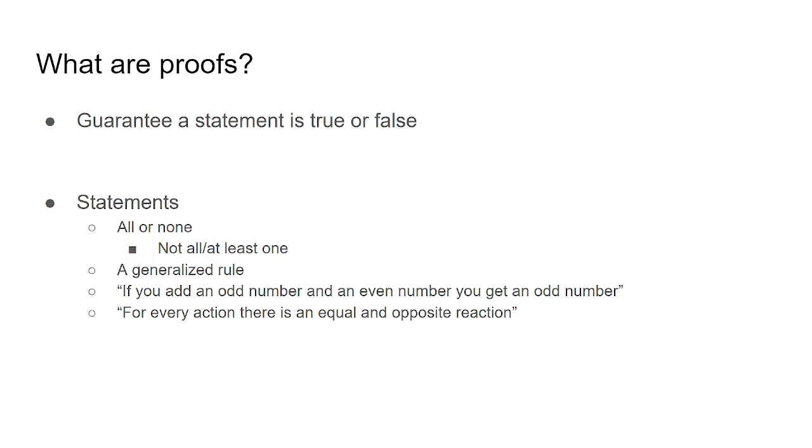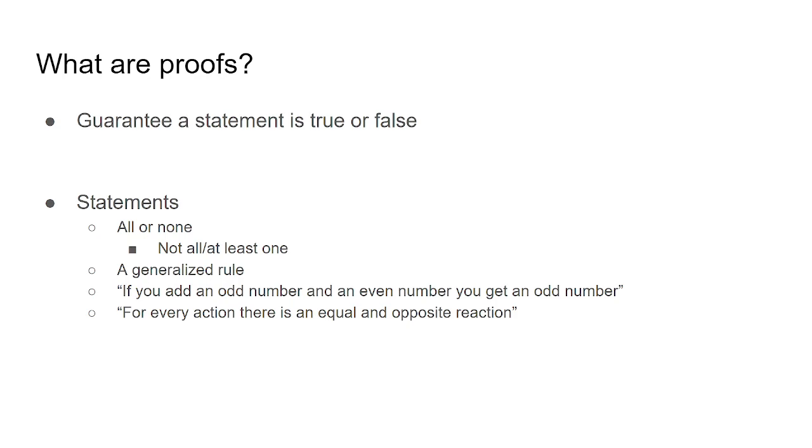And by statement, I mean something where you have some kind of condition, and anything that matches the condition follows some pattern or rule, or something else matches some other condition. So as an example, if you have an odd number and an even number and add them together, you get an odd number. That would be a statement, and then if we prove it to be true, then we know that's guaranteed. So we're saying for every single possible combination of an odd number and an even number, when you add them together, you get an odd number.